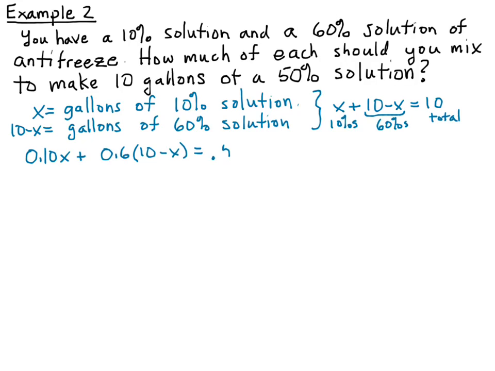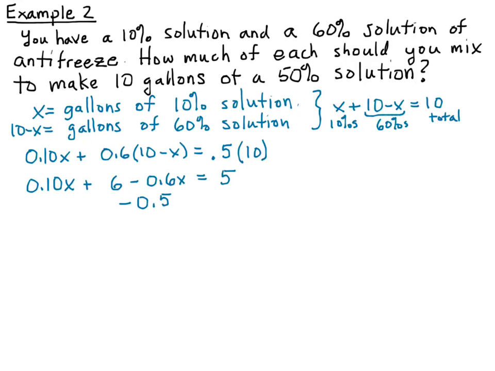Okay, so let's look at our concentrations now. 10% of X is going to be the antifreeze in the 10% solution, and then we take the amount that we have in the 60% solution, so this is the total volume, times 60% will be the amount of antifreeze in there, and this is what we're going to want. We're going to want 50% of 10 gallons will be the antifreeze.